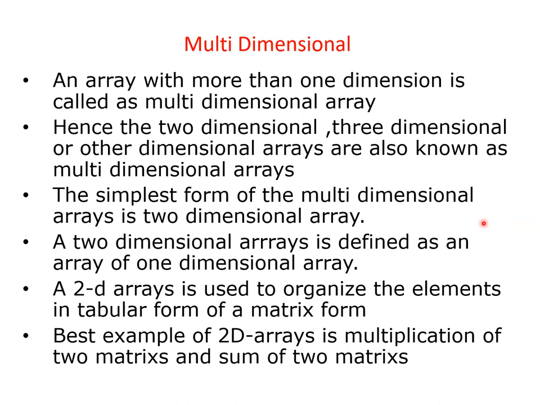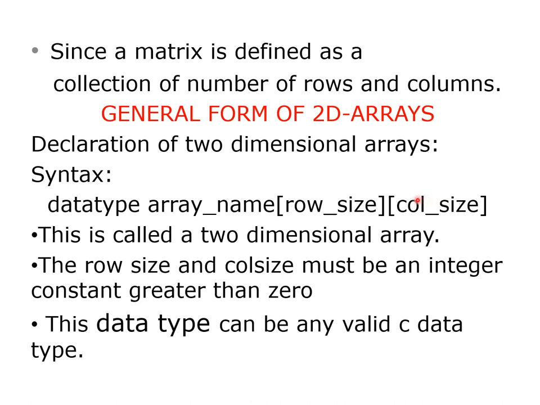Multi-dimensional arrays are also known as two or three-dimensional arrays. An array with more than one dimension is known as a multi-dimensional array. The simplest form of multi-dimensional array is the two-dimensional array. A 2D array is used to organize elements in the tabular form of a matrix, since a matrix is defined as a collection of a number of rows and columns.